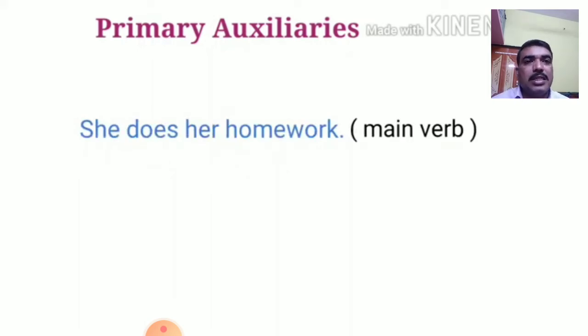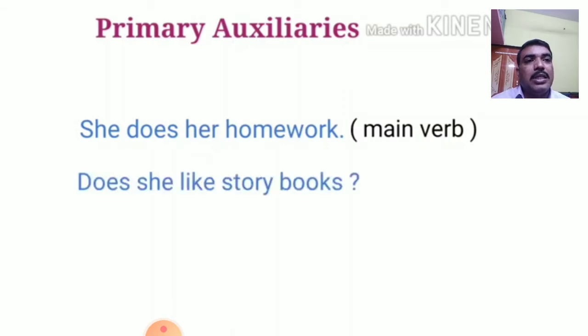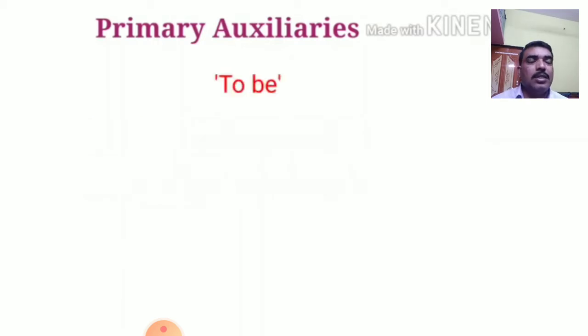She does her homework. Here, the primary auxiliary does is playing the role of main verb. Does she like storybooks? Here, helping verb. To be forms, as I told you: am, is, are, was, were. As per the tenses, there are various types of it.